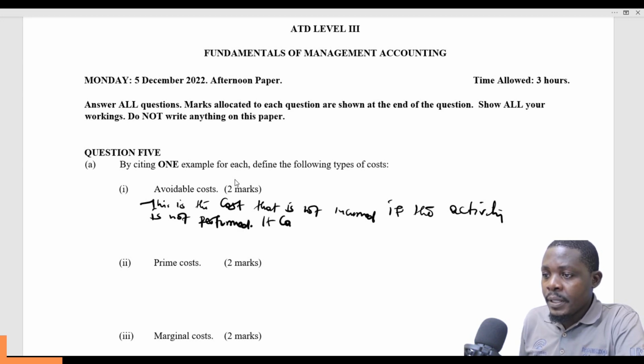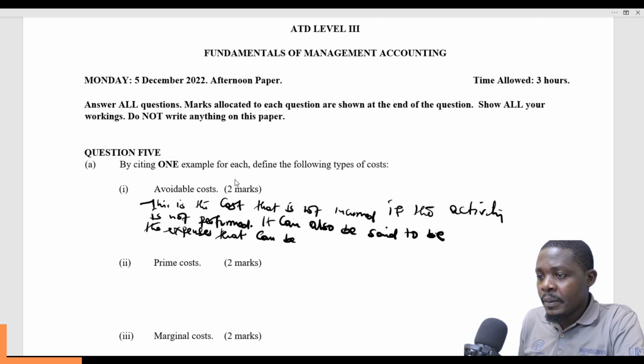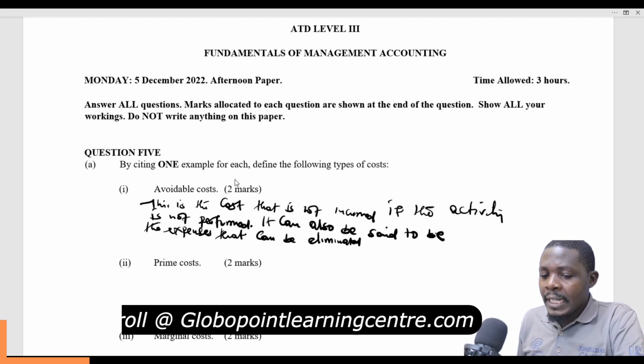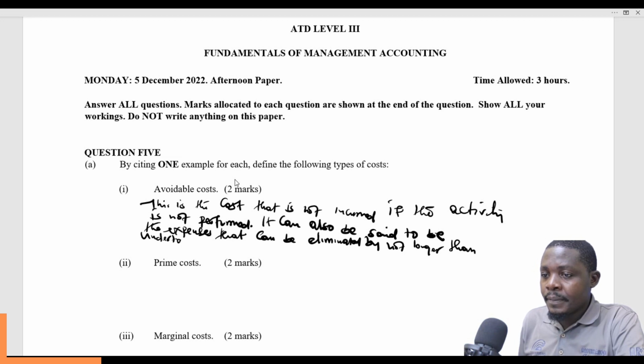It can also be said to be the expenses that can be eliminated by no longer undertaking a specific business activity. An example of this is raw materials.